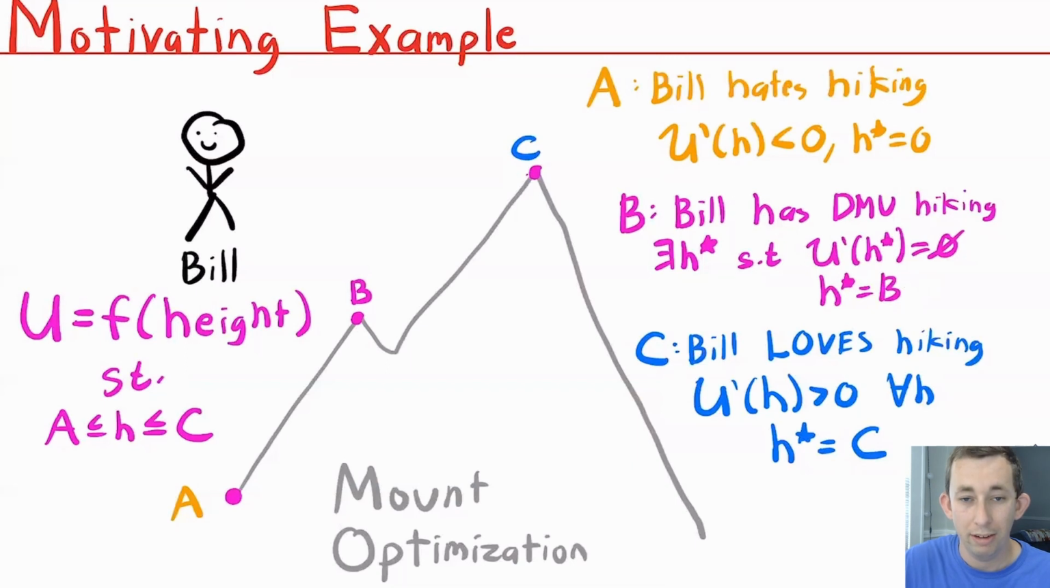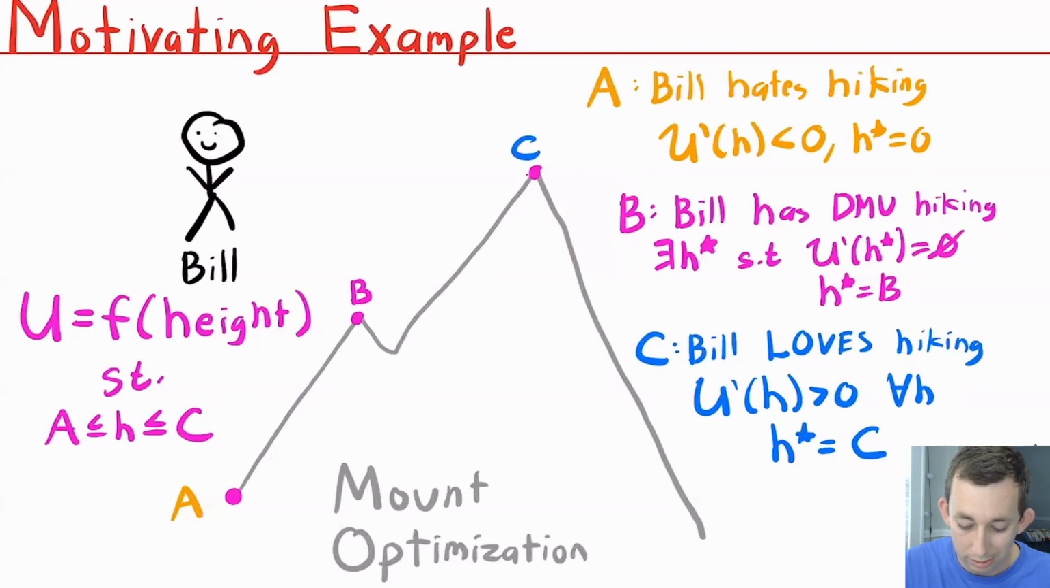Now, if Bill loves hiking, Bill wants to climb as high as possible. He always has positive marginal utility. He always gets happier and happier the higher he climbs. Well, he can only get to C because that's as high as the mountain goes, and this is the only mountain available for Bill to climb. So we would say that the optimal solution for Bill is C, and that would mean that the marginal utility of height is always positive for all H. So what this shows is that if Bill's marginal utility is negative, he chooses 0.